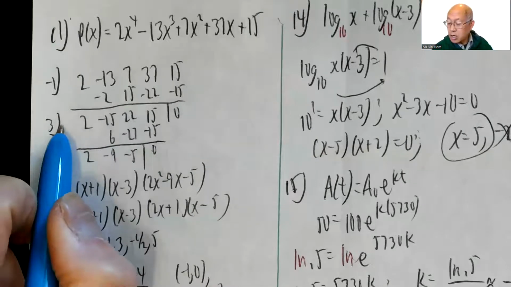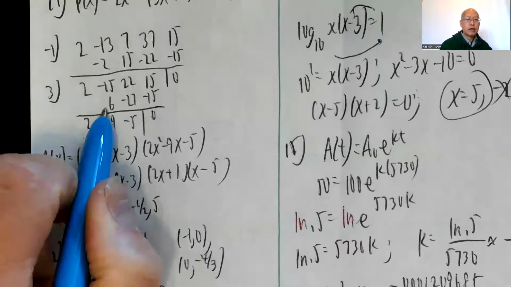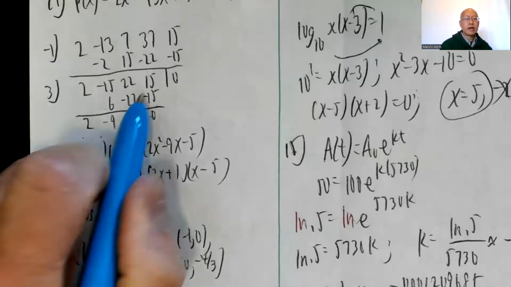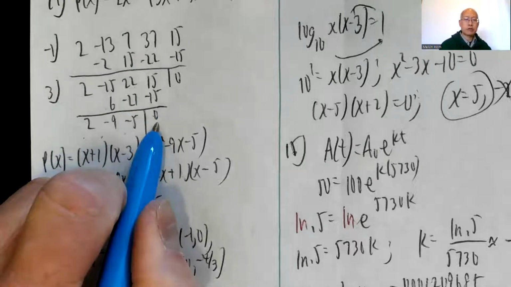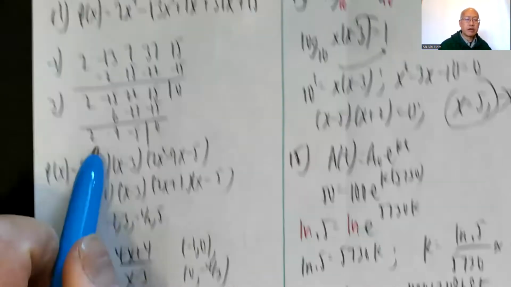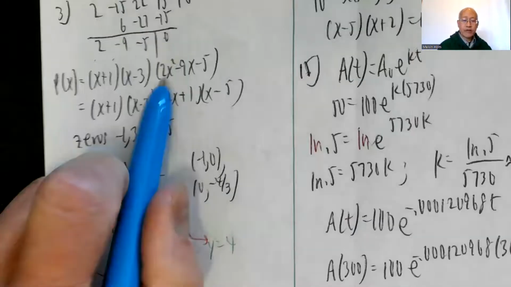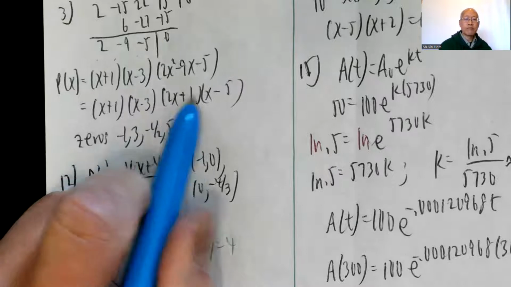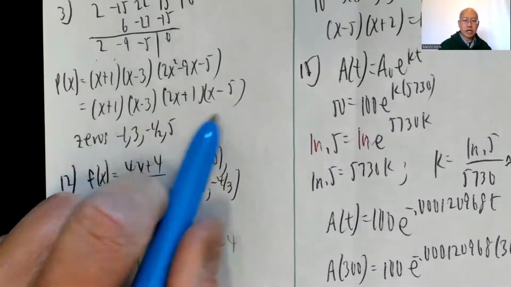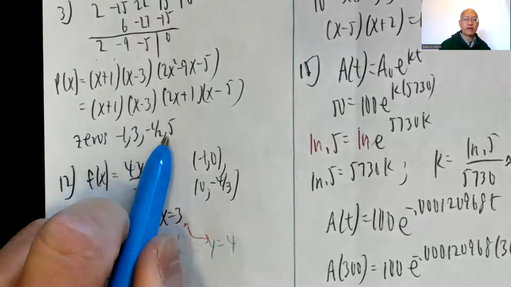Then do synthetic division on the other solution that they proposed, which was 3. So 2, multiply, add, multiply, add, multiply, add. Again, I get a remainder of 0, which I'm supposed to. So I can now factor into (x + 1)(x - 3), and I read this as 2x² - 9x - 5. And then I further factor this trinomial into (2x + 1)(x - 5). So the full factorization of the polynomial is this, with the zeros of -1, 3, -1/2, and 5 in some order.